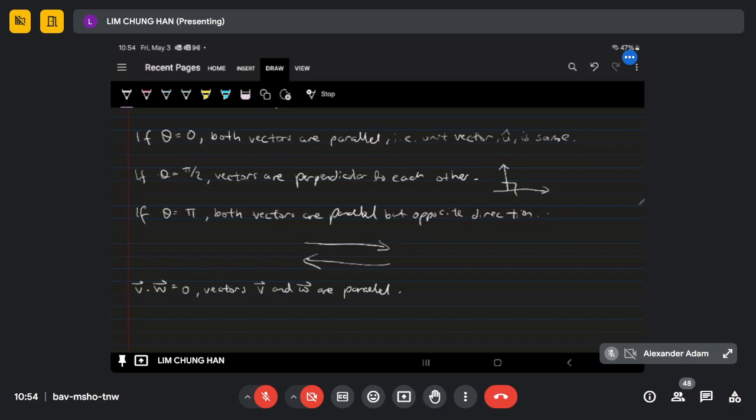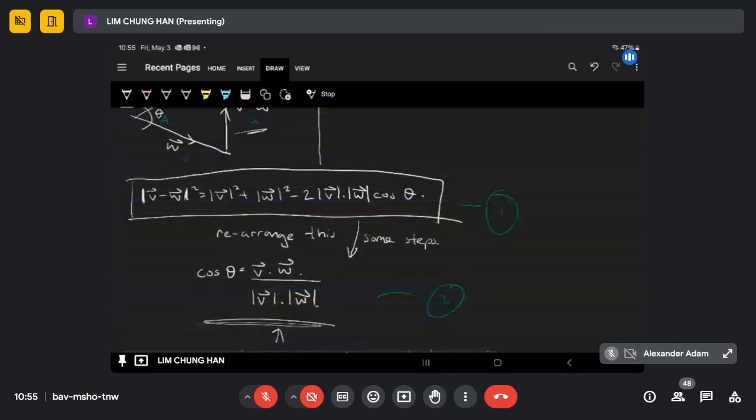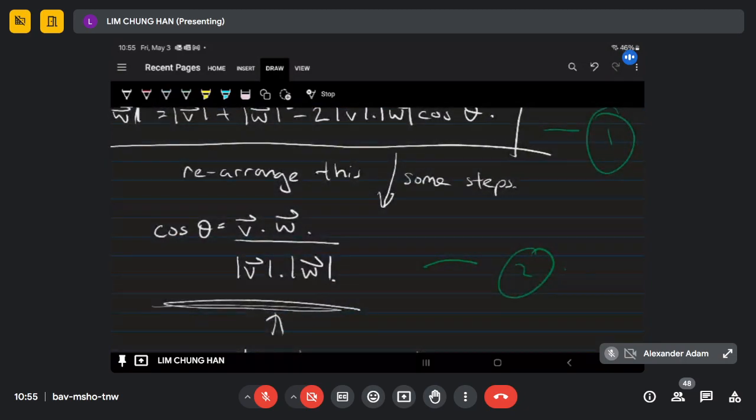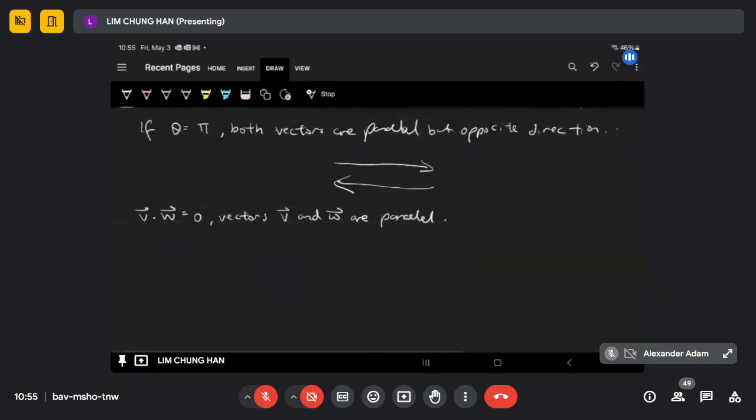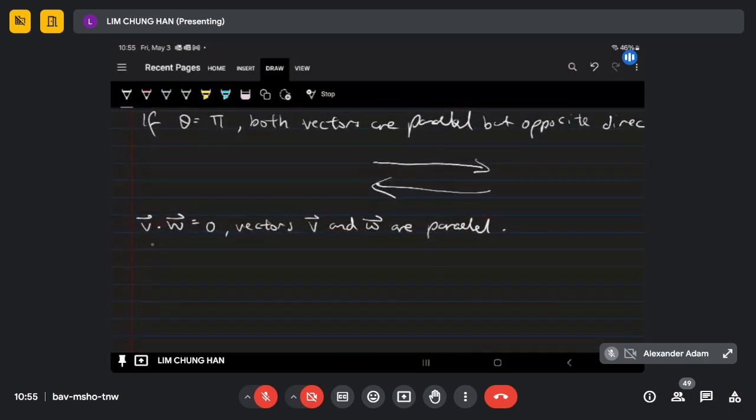Okay. So let's say I give you a question. I give you two vectors. I ask you to check whether these two vectors are parallel to each other or not. So the quick way to check is, well, there are two ways. One, you can find the angle. You can use this cos theta formula to find the angle. If the angle is 0 or pi, that means they are parallel to each other. Alternatively, you can do something even quicker. You do v dot w. If it's 0, that means they are also parallel to each other as well. Okay, so there are two ways of checking.